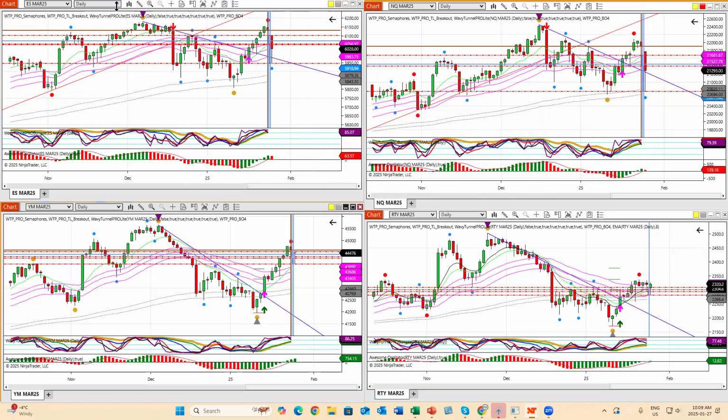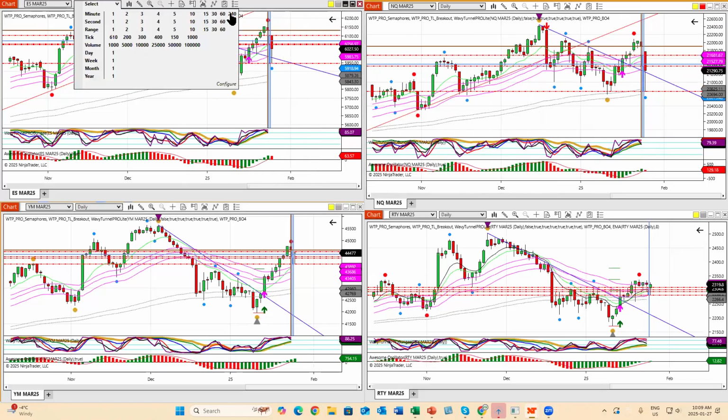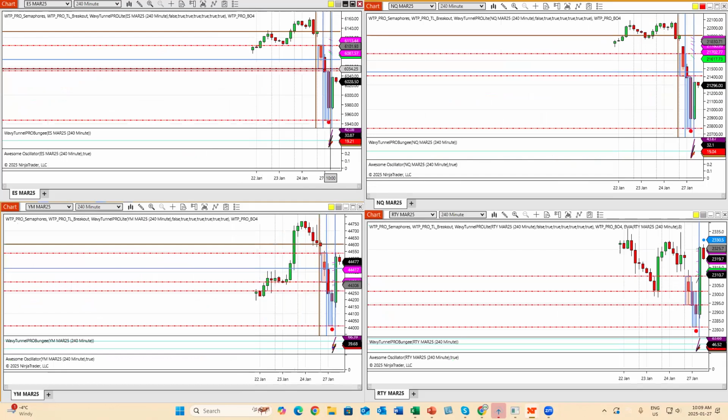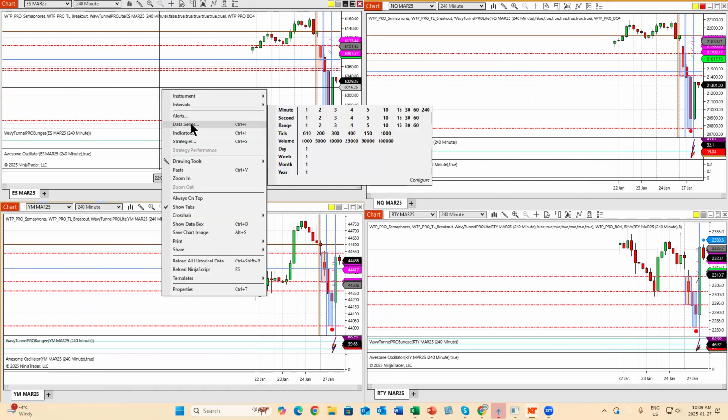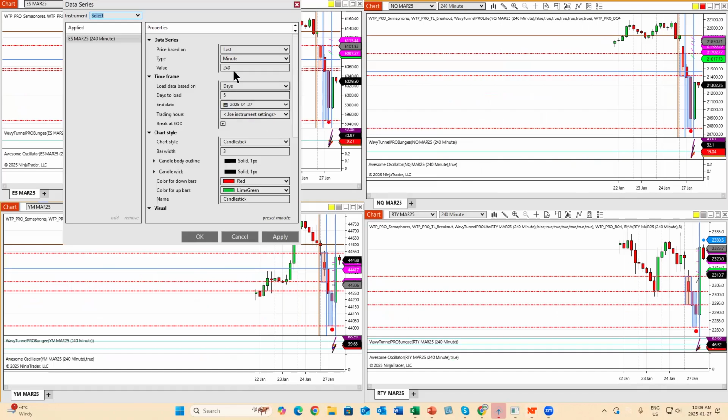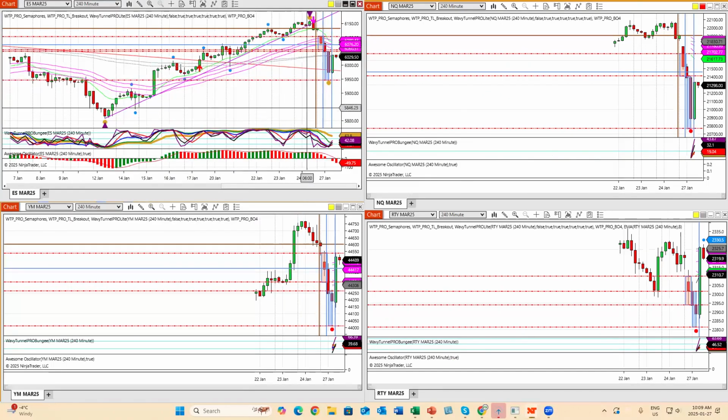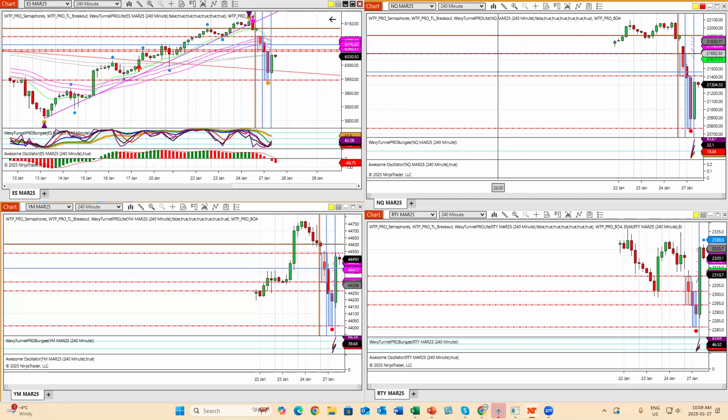Okay, let's just move down the time frames. I thought I fixed this earlier and I thought that it would be fine, but no, I have to add to the data series. Okay.